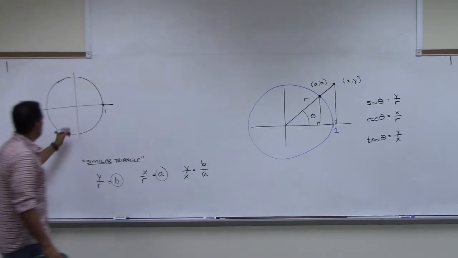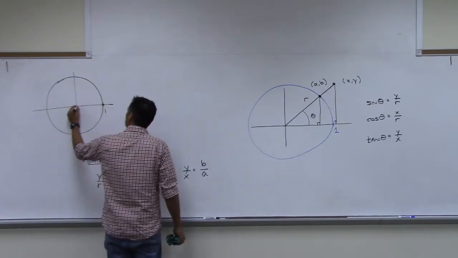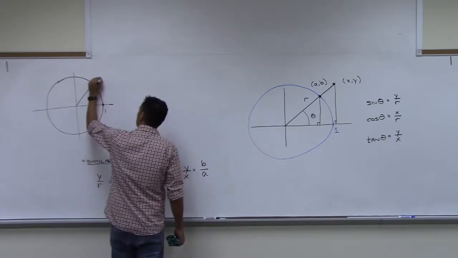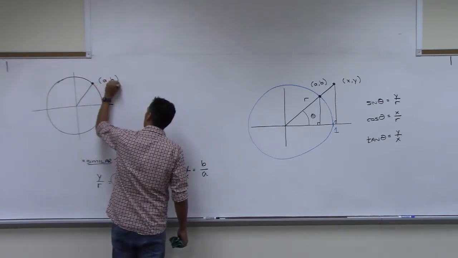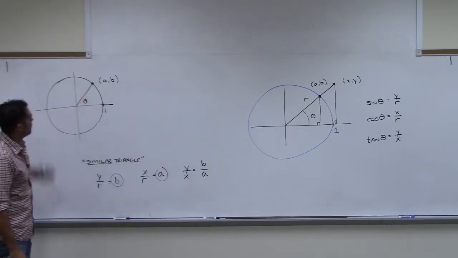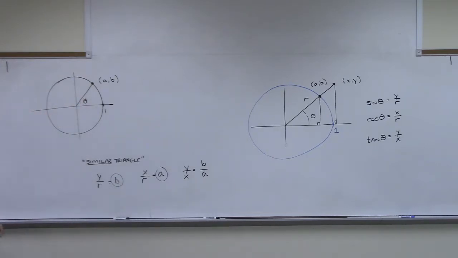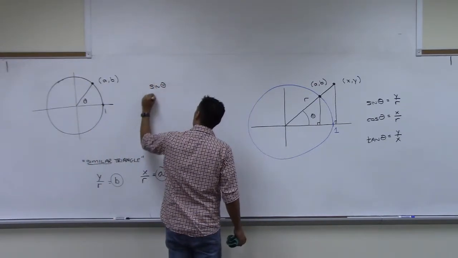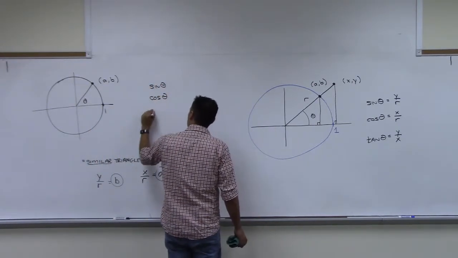If I pick some angle in here and pick some point on this unit circle, and I'll stick with AB for right now, but I'm going to have to switch it in just a second, and I say this is theta, then what's sine of theta? What's cosine of theta? And what is tangent of theta?